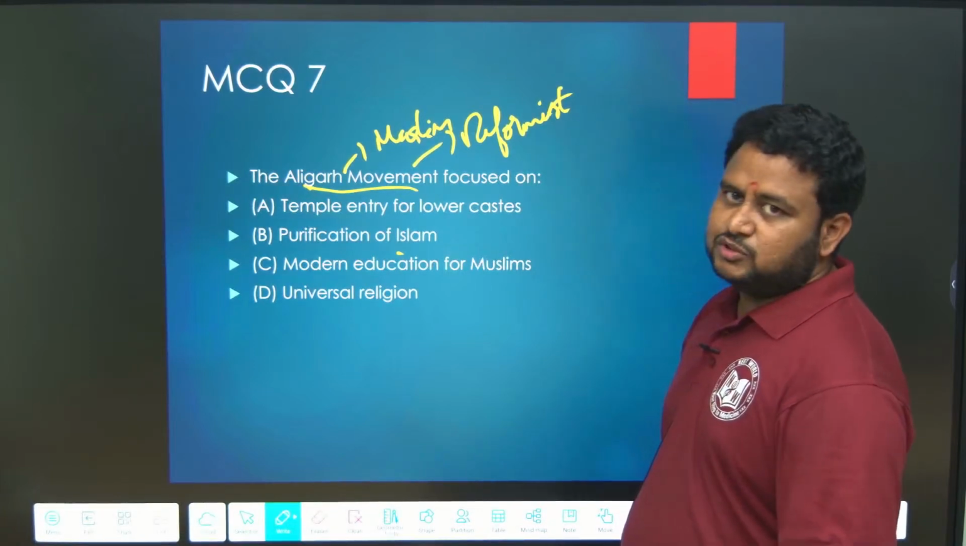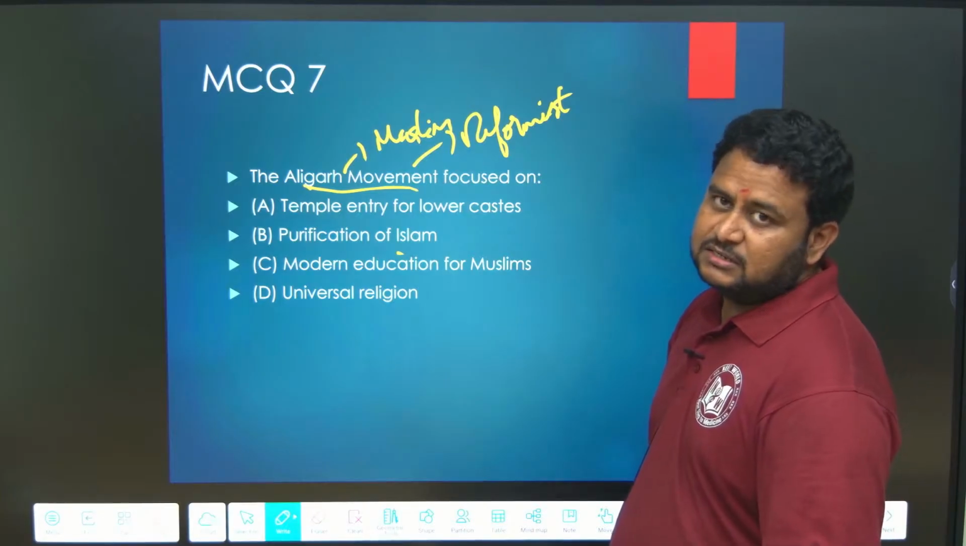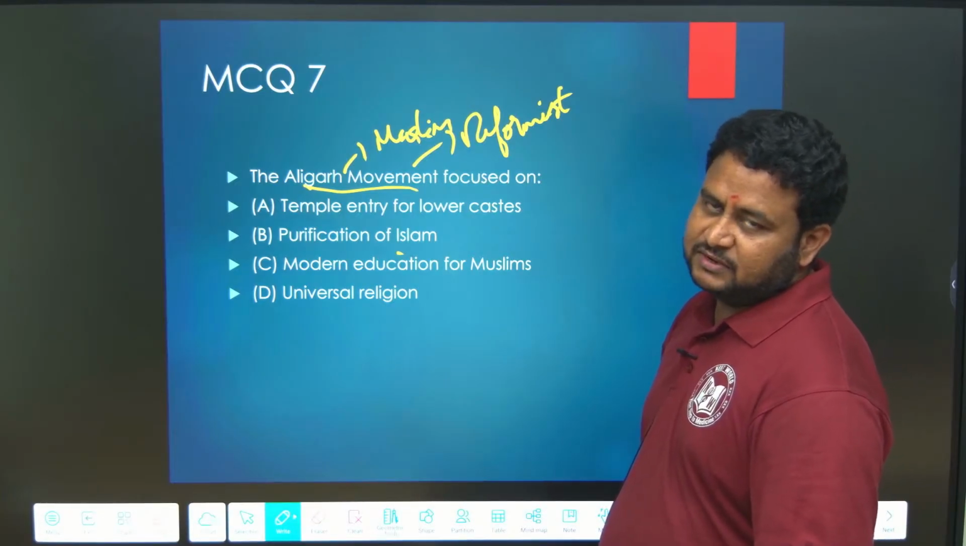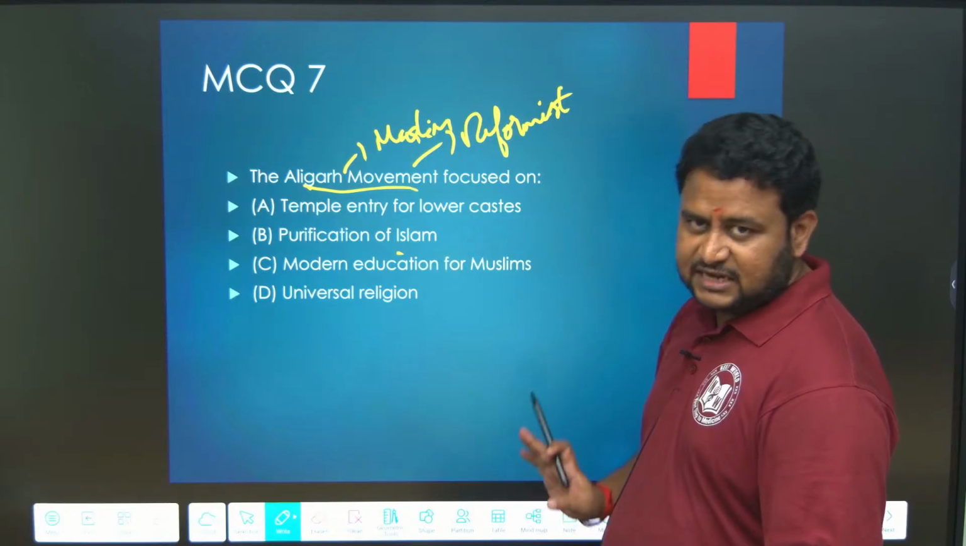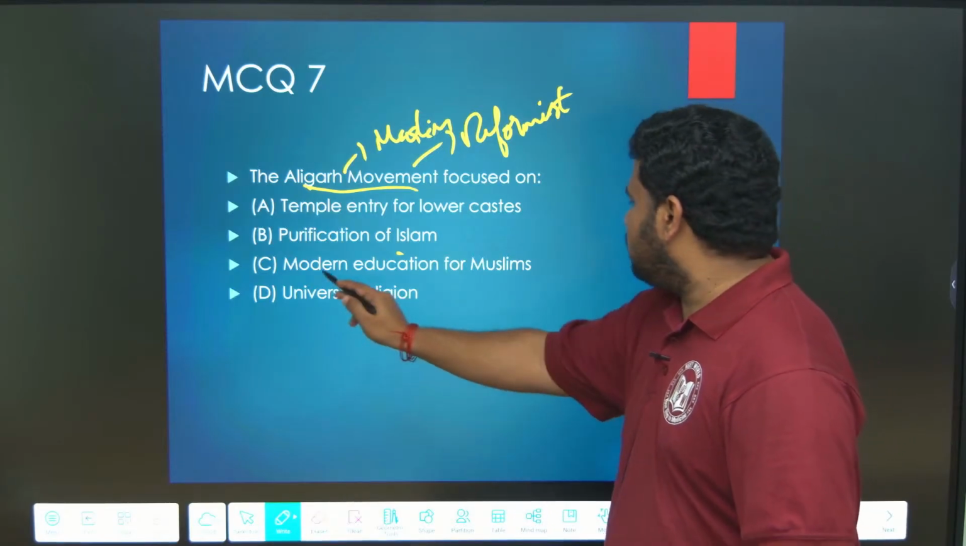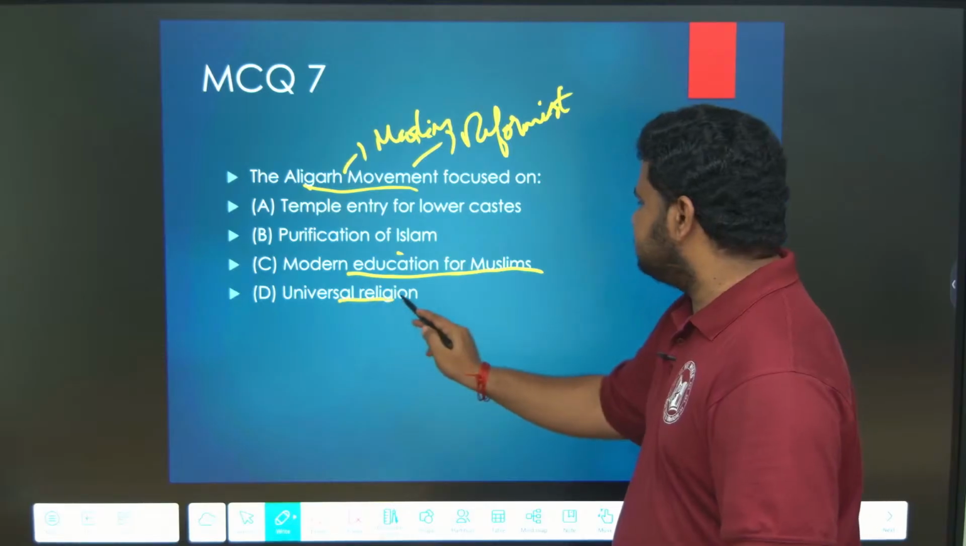When it comes to the Wahhabi movement, it is Syed Ahmed, not Sir Syed Ahmed Khan. Syed Ahmed is the Wahhabi movement. So modern education for Muslims was by the Aligarh movement. Universal religion, it is not this one.